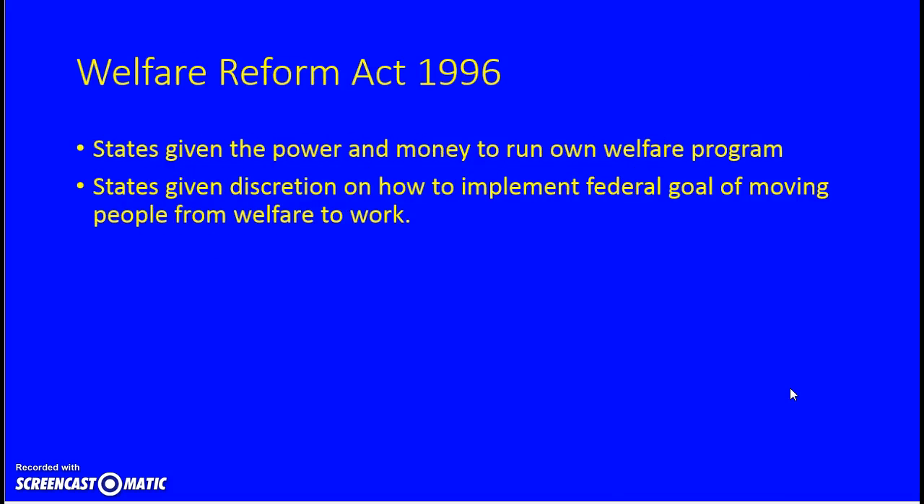The next act I want to talk about is the Welfare Reform Act of 1996. The states were given the power and money to run their own welfare programs, and they were given discretion on how to implement moving people from welfare to work. There was still grant money involved, but this is a form of devolution, returning the responsibility for implementing programs back to the states. So that's the Welfare Reform Act, and remember that it's giving the states discretion on how to move people from welfare to work.